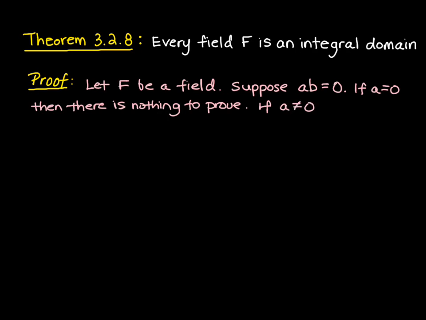Well, since F is a field, this means that A is a unit. And that's because every non-zero element in a field is a unit. That means there exists an A inverse such that A times A inverse equals 1. So we have the following.